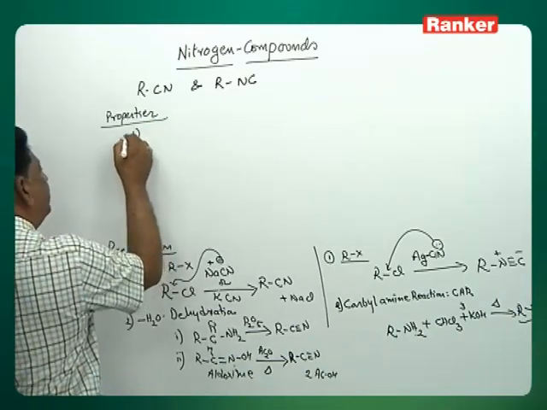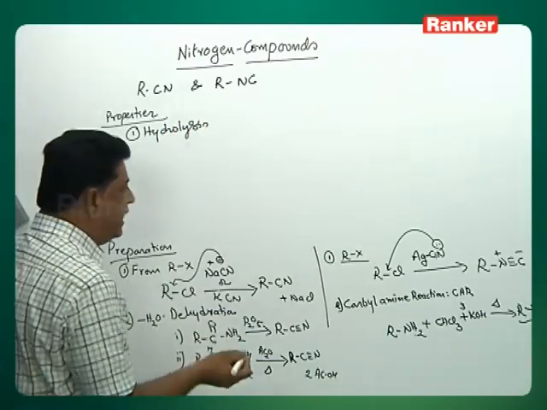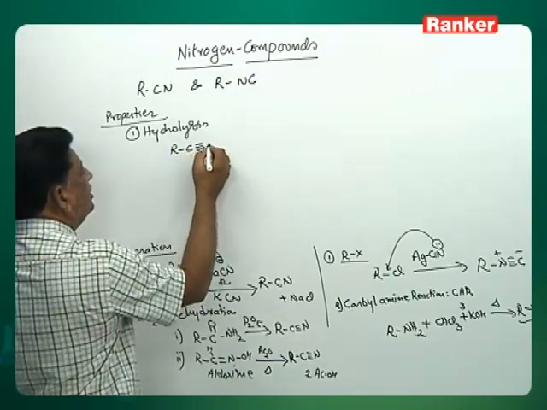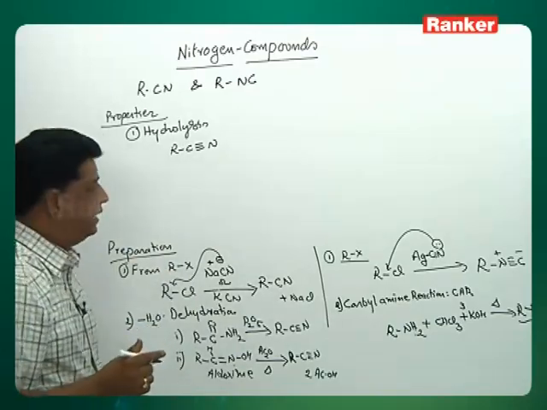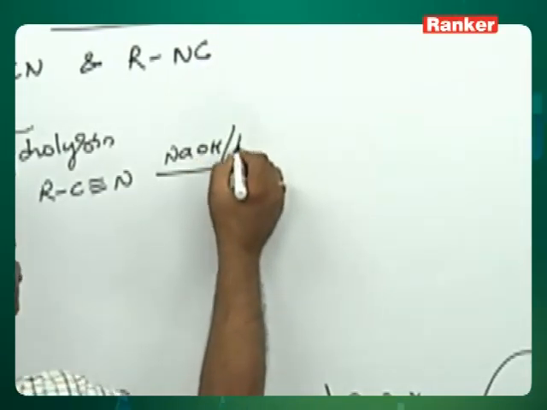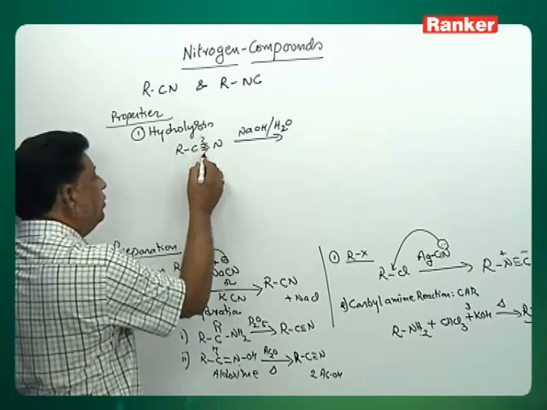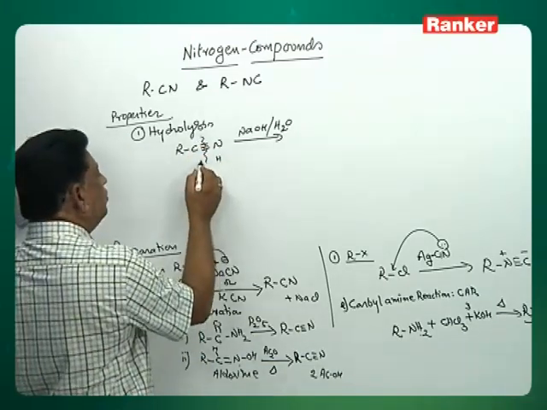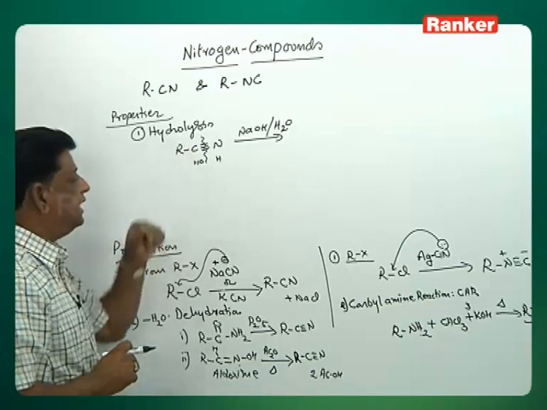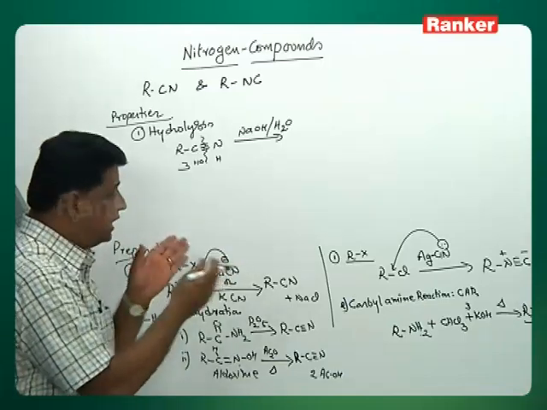Properties. The first property is hydrolysis, hydrolysis of the cyanide and hydrolysis of the isocyanide. Cyanides have a triple bond between the carbon and the nitrogen. When you hydrolyze, you take sodium hydroxide and mix some water. This is called alkaline hydrolysis. The bond opens up three times, with 3 HOH added. H is added to the more electronegative element, OH to the less electronegative element. Like that, 3 times the bonds open with HOH joining.